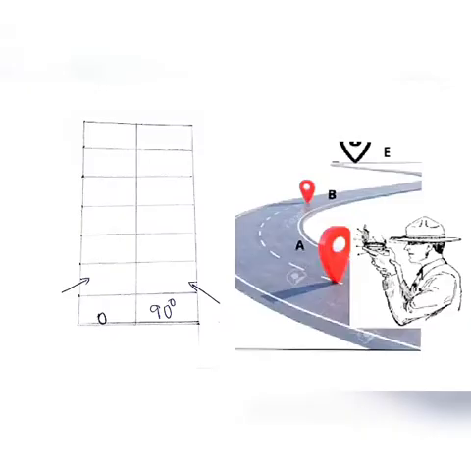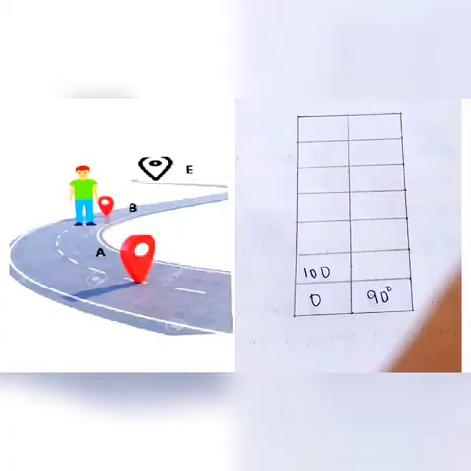From point A to point E, look at a fixed thing, like a curve in the path, and mark it as point B. Then take the bearing of point B from point A. Let the bearing be 90 degrees and mark it on the right side of the strip. Then move from point A to point B while counting the paces. Let the distance from point A to point B be 100 paces and mark it on the strip.